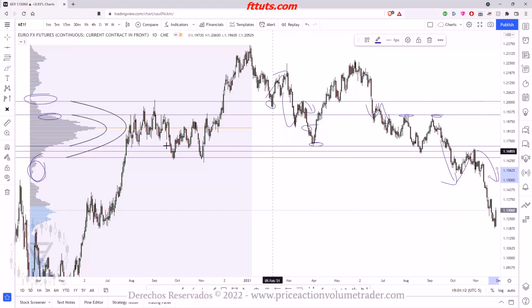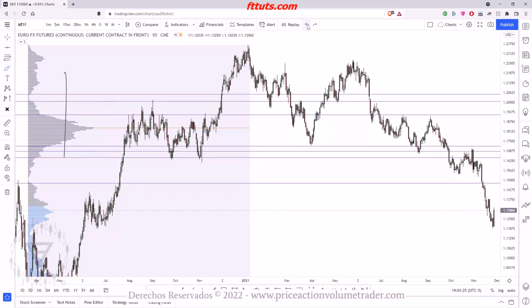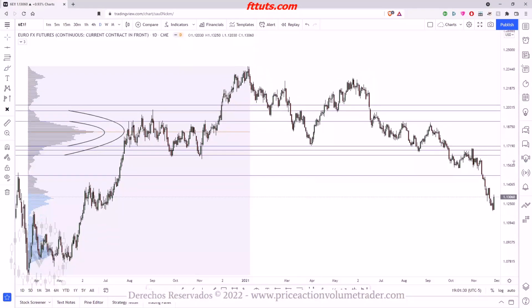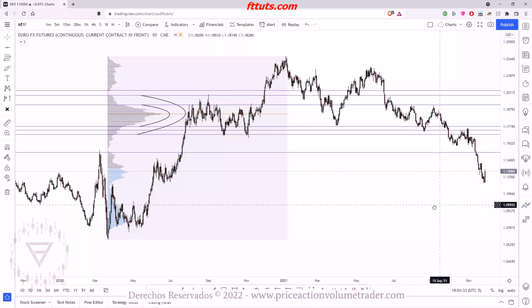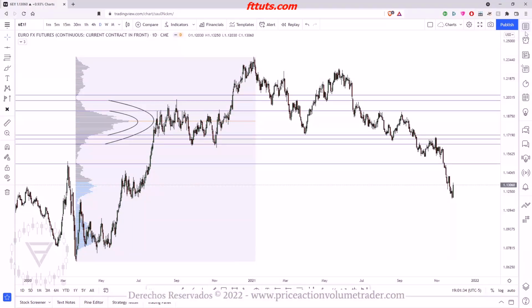Okay, but basically you can see how the edges of high volume nodes are basically all just support and resistance levels. Let me go down like that. Okay, so we can have that here.